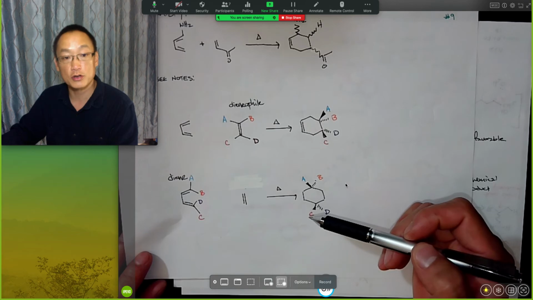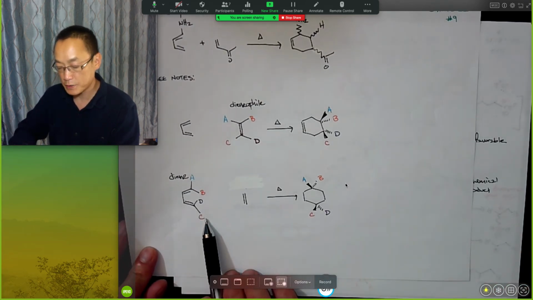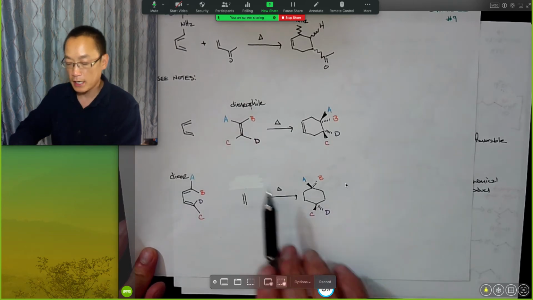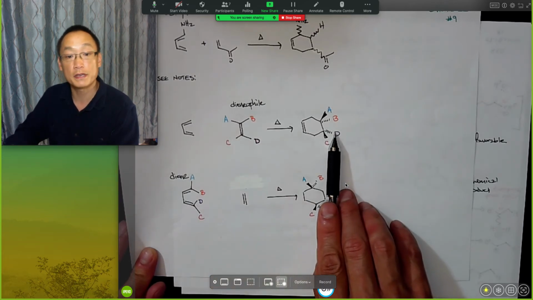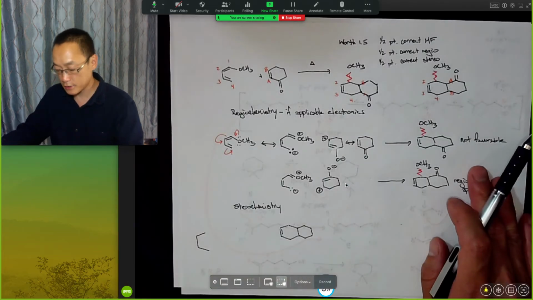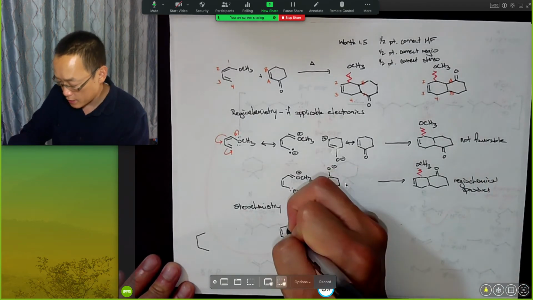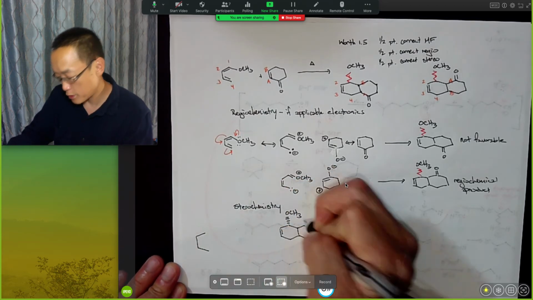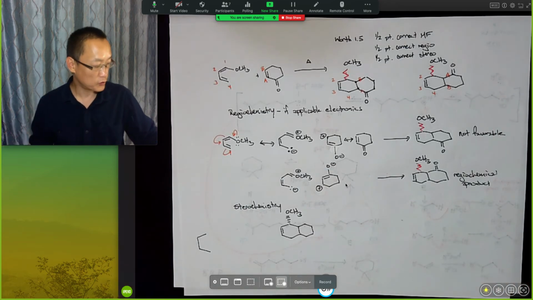And so you can always remember that on our diene, these positions are always going to appear here. And then on our dienophile, the stereochemistry will always appear like that. And so based on what I just told you here, I would expect this substituent to appear on the dash in the major product for that reaction.